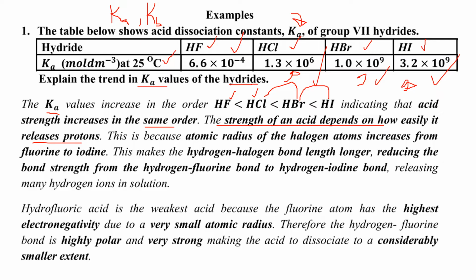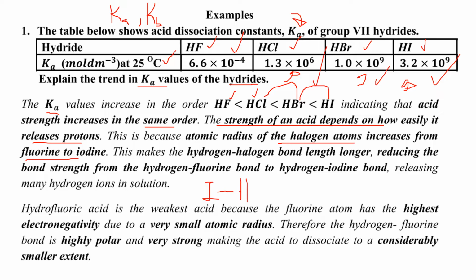And you're going to be saying that this is because if you look at the atomic radius of the halogen atoms, by halogen atoms I mean fluorine, chlorine, bromine, and iodine. So if you look at the atomic radius of the halogen atoms, it's going to be increasing from fluorine to iodine.